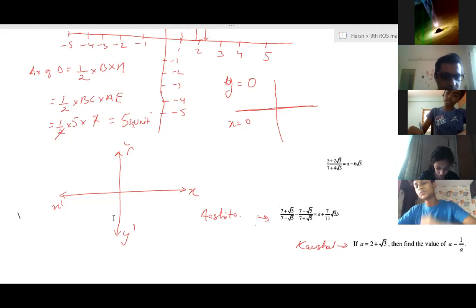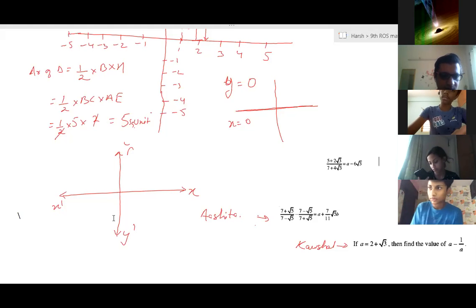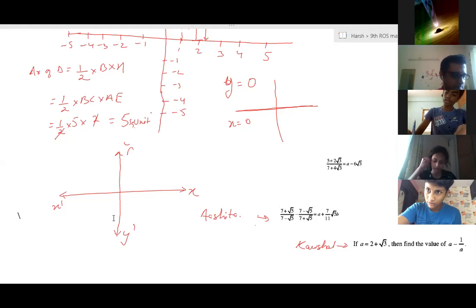Kaushal, in the retest you have done very well, and I really appreciate it. I want this performance to be continued. Whatever you are doing, you are solving with proper concept and understanding. Please continue. You have got 25 and a half out of 30. I'm sending you the answer sheet. Okay, Kaushal? Yes, sir.